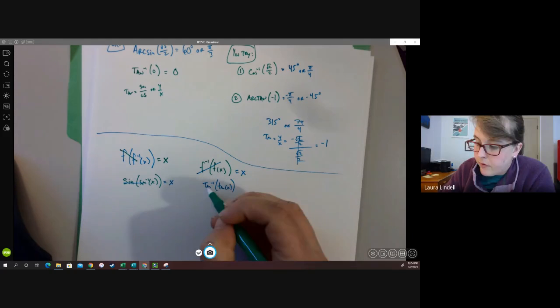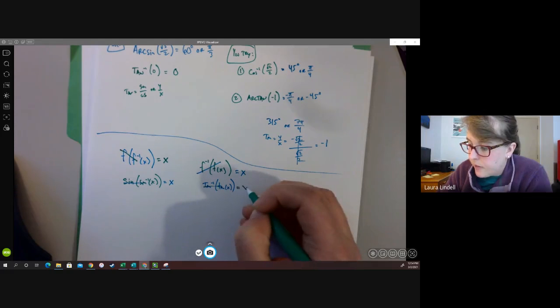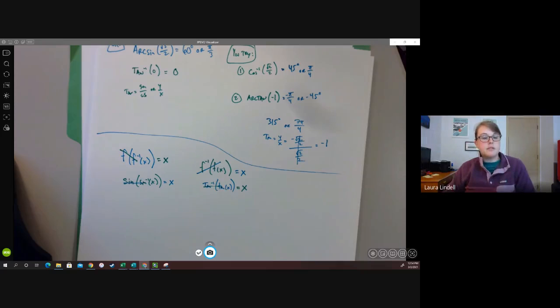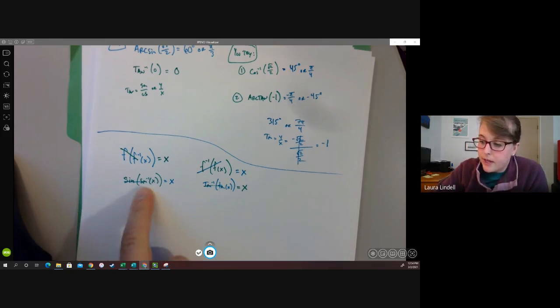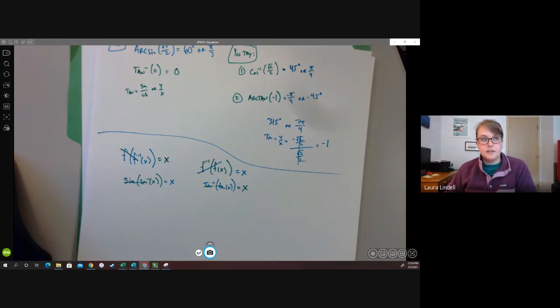The tangent inverse cancels the tangent and you're just left with x. This is going to be really useful to us when we're solving equations, because if you're trying to get rid of a trig function to get the variable inside, then you'll end up applying an inverse to both sides of an equation. So when we see something like this, we want to be able to recognize it and cancel it out.